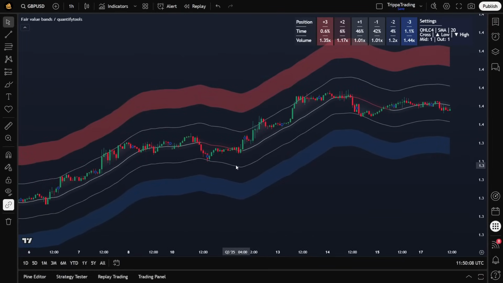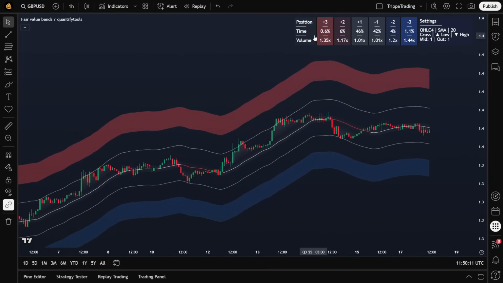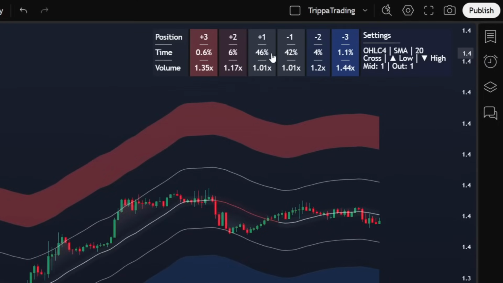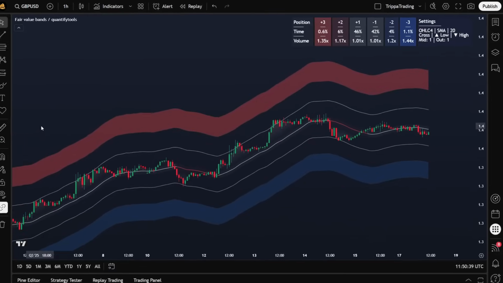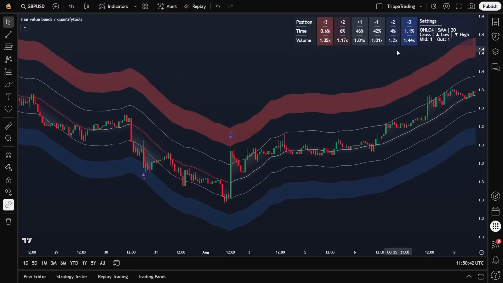The indicator even comes with a table that tracks the statistics of how often price is in each area. Each zone is given a number. 0 is the fair value area, 1 and -1 are the first deviations, 2 and -2 are the second, 3 and -3 are the extremes. On most charts, you'll notice that over 90% of the time, price stays inside the fair value area. Only a small percentage of the time does it move into the higher risk zones, and very rarely does it push into the extreme zones. But when it does, that's when you know risk is at its highest and a reversal back to fair value becomes likely. Think about it like this.